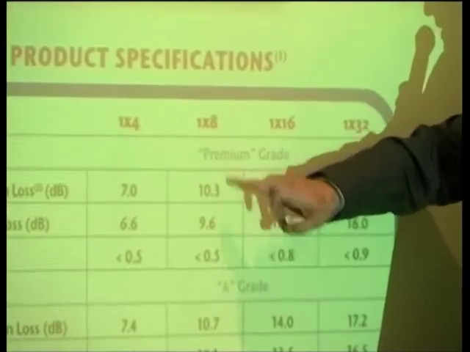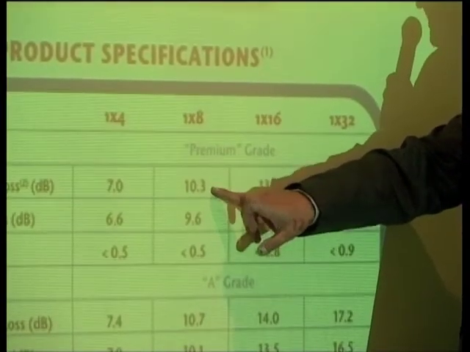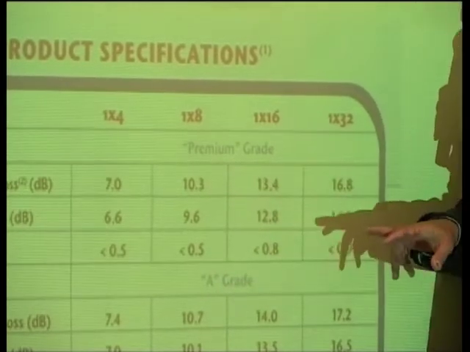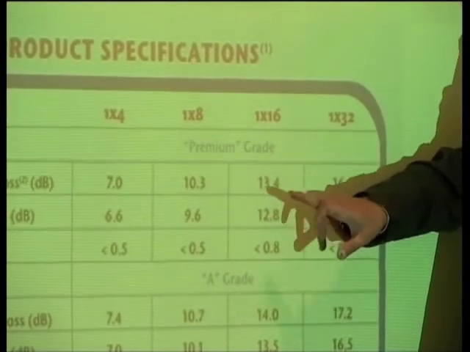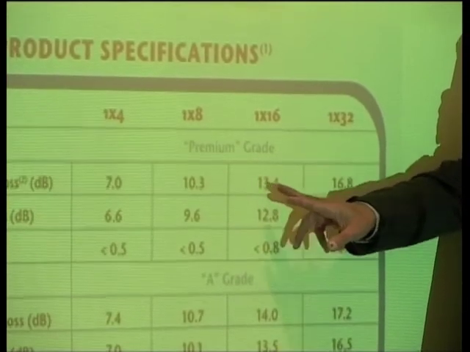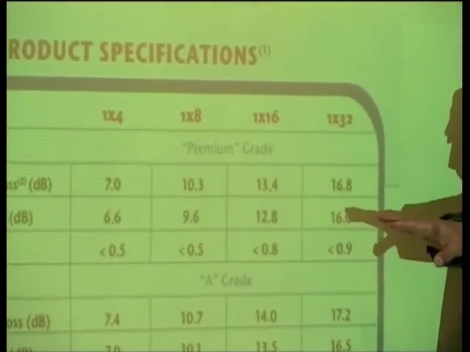This should be 9, is 10.3. In this case, the insertion loss is 1.3. This should be 12. I have 13.4, which means the insertion loss is 1.4.